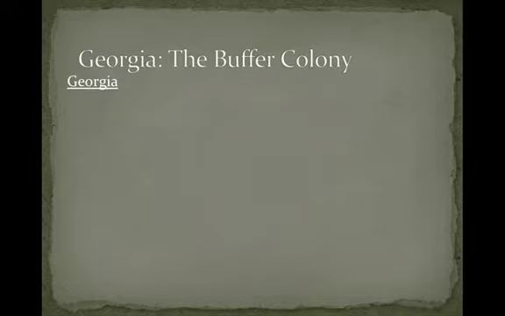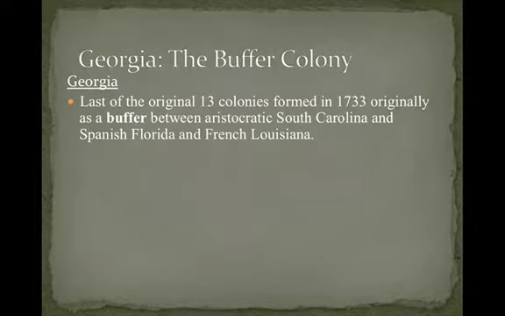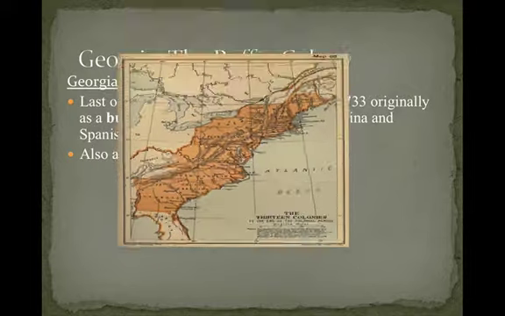Let's go over to Georgia for just a second. Do you remember what type of colony Georgia was considered? That's right, it's going to be a royal colony. Now, Georgia is going to be the last of the original 13 colonies formed in 1733, originally as a buffer between the aristocratic South Carolina and Spanish Florida, as well as French Louisiana territories. This was also an early penal colony for debtors. So, in other words, if you were a debtor or you owed money, you would be sent to Georgia.